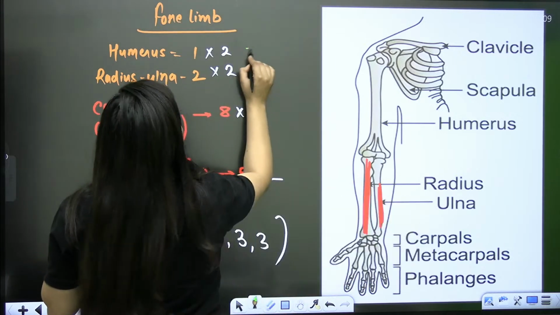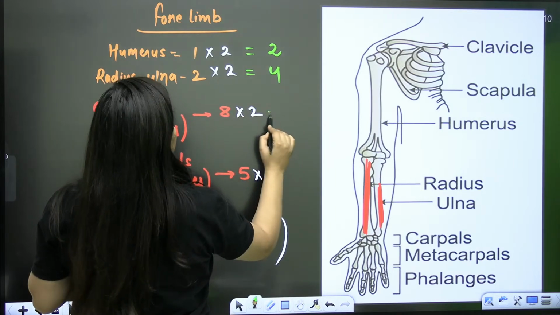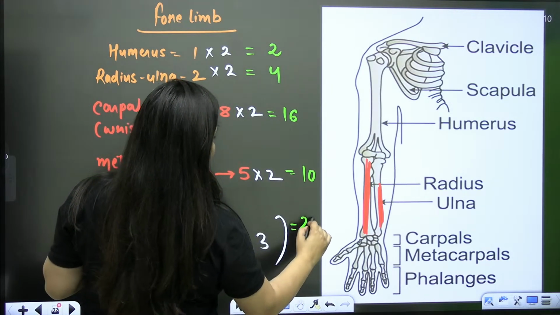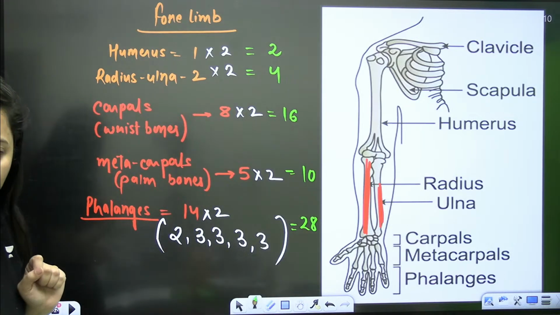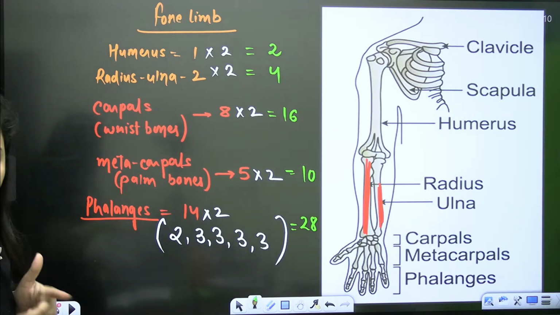So now you know the answer. 2 humerus in forelimbs, 4 radius ulna, 16 carpals, 10 metacarpals, 28 phalanges. Okay, 28 phalanges. Done. Done, Nandana.